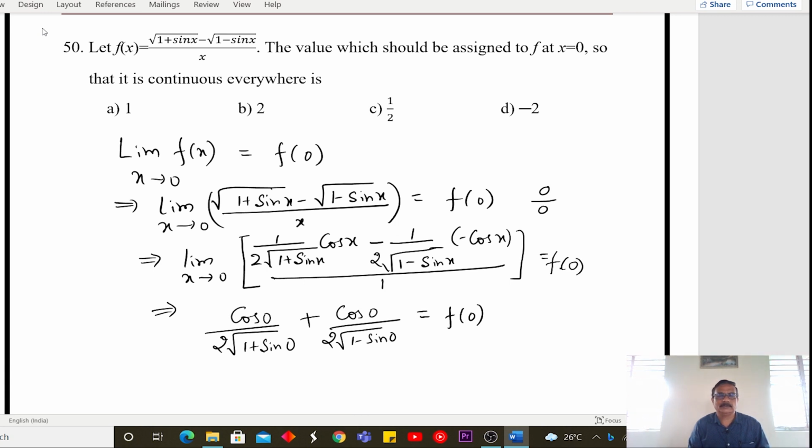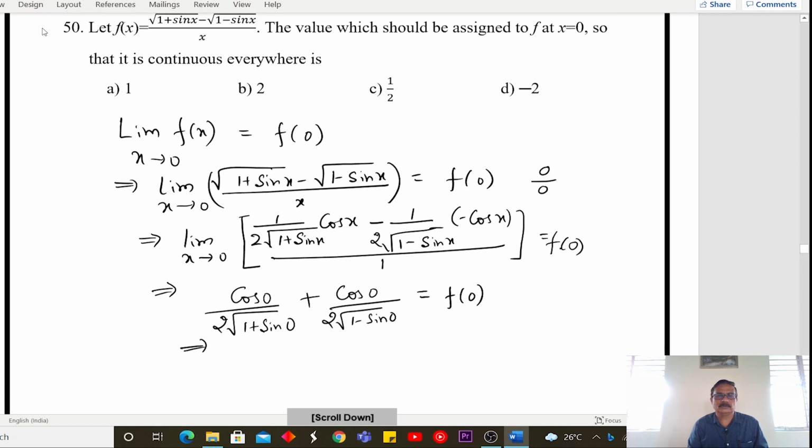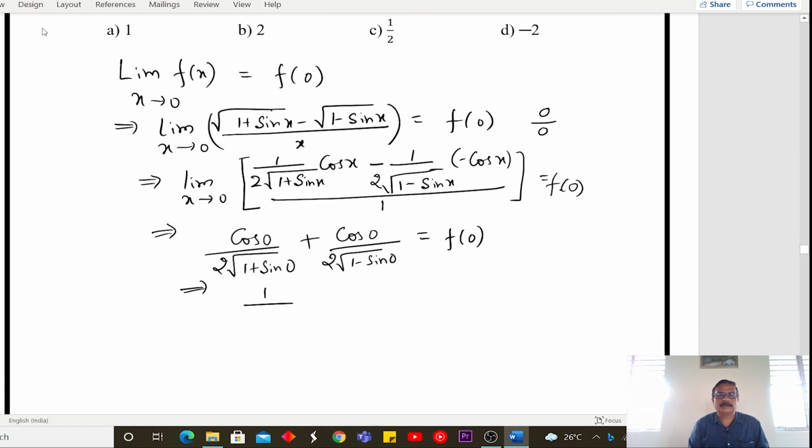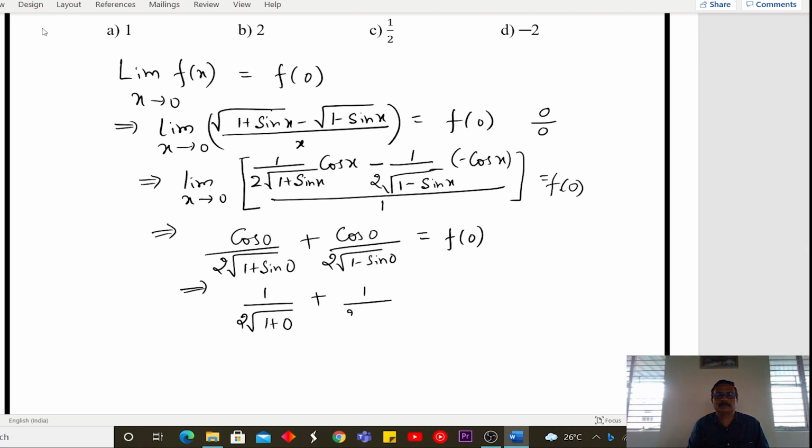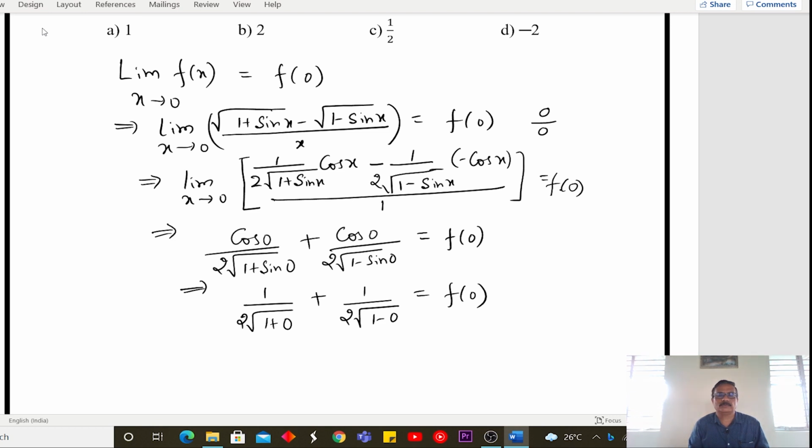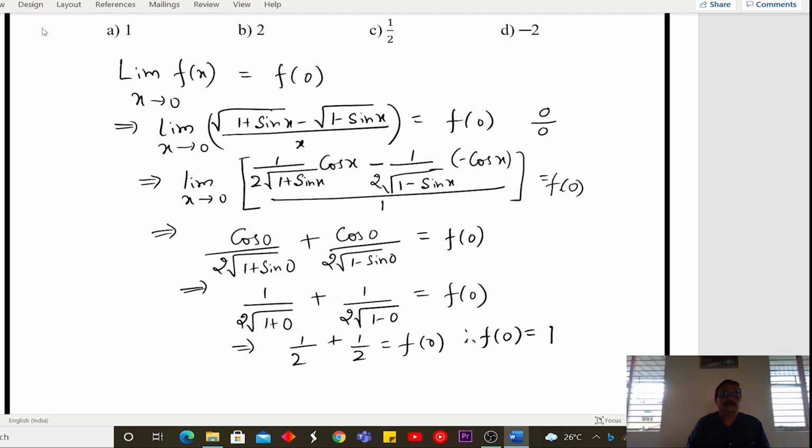Then simplify. Cos 0 value is 1, divided by 2 root of 1 plus sin 0, where sin 0 is 0, plus cos 0 is 1, by 2 root of 1 minus sin 0, where sin 0 is 0, is equal to f of 0. So this implies 1 by 2 plus 1 by 2 is equal to f of 0. Therefore f of 0 is 1 by 2 plus 1 by 2, that is 1. So f of x at x equal to 0 is 1. So option A is the right option.